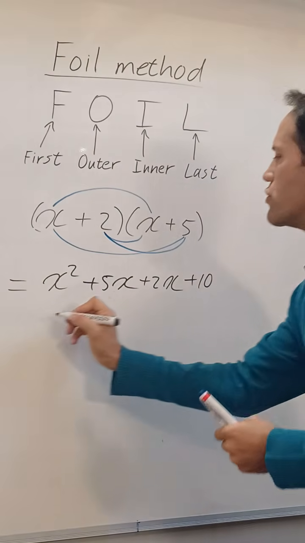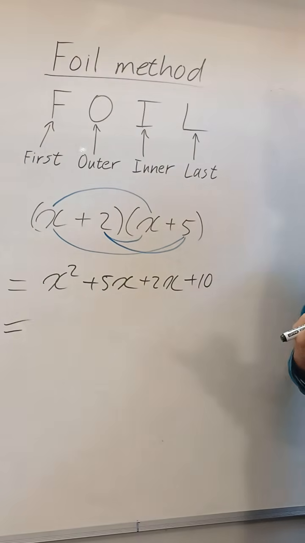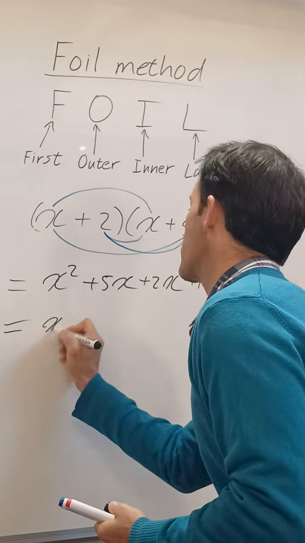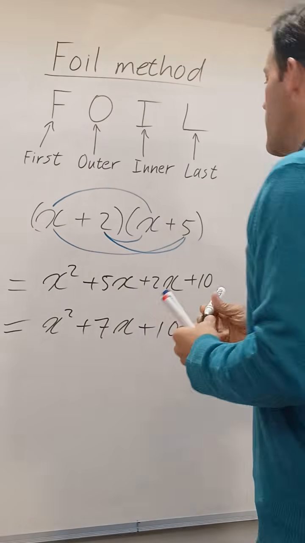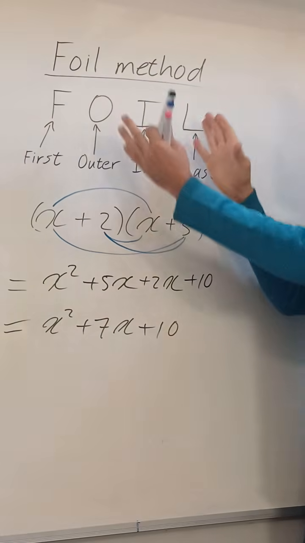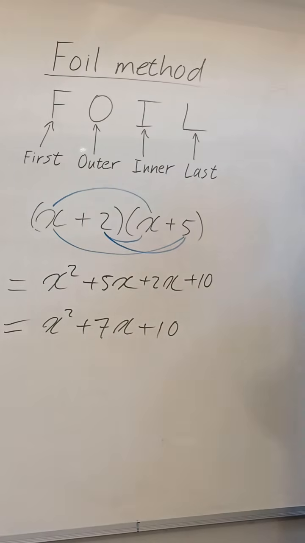And then all you do after that is you just simplify. 5x plus 2x gives you 7x. So then you just add them. So it's x to the power 2 plus 7x plus 10. And that is how you use the FOIL method. Multiply them out and simplify. Okay.